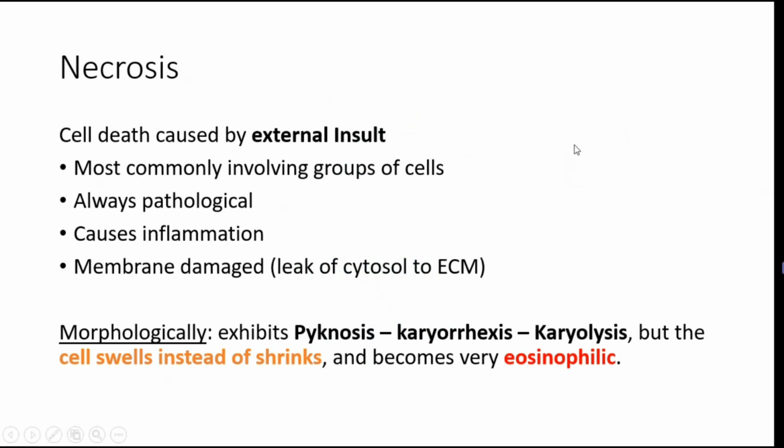Okay, necrosis, which is a completely pathological cell death, and very important for this question. So this is basically a cell death caused by external insult, in contrast to apoptosis, which could be external or internal, both, and physiological. This is a completely pathological process, and it most commonly involves groups of cells rather than a single cell. And it always causes inflammation. That is the most important point about necrosis, and the point which differentiates it from apoptosis.